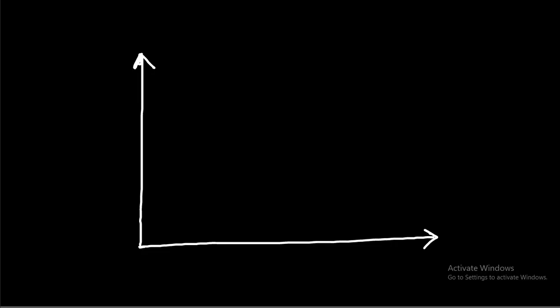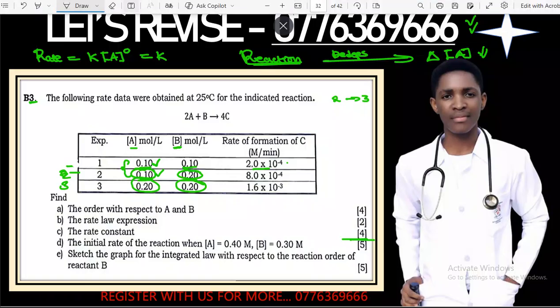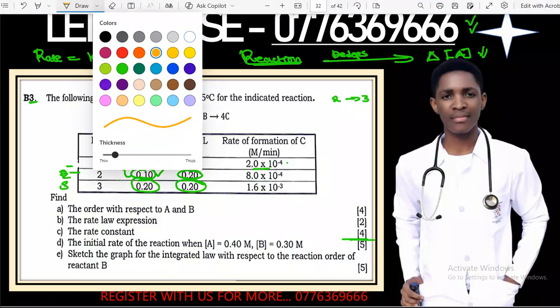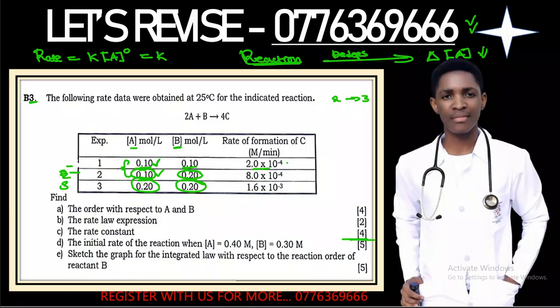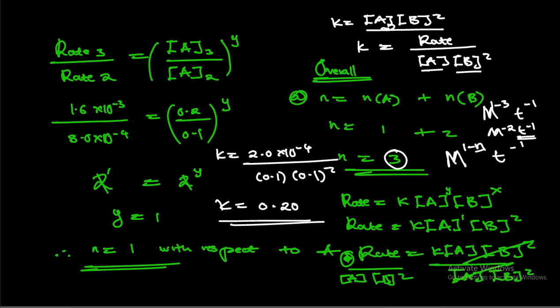So 1 minus 3 is just M to the power negative 2, then t to the power negative 1. This t is just showing the units of time. In this case, the units of time that were used, as you can see, are minutes. So that means it is per minute. If you had seconds, you would have said it is per second. So we're going to have M to the power negative 2, then per minute. These are the units.